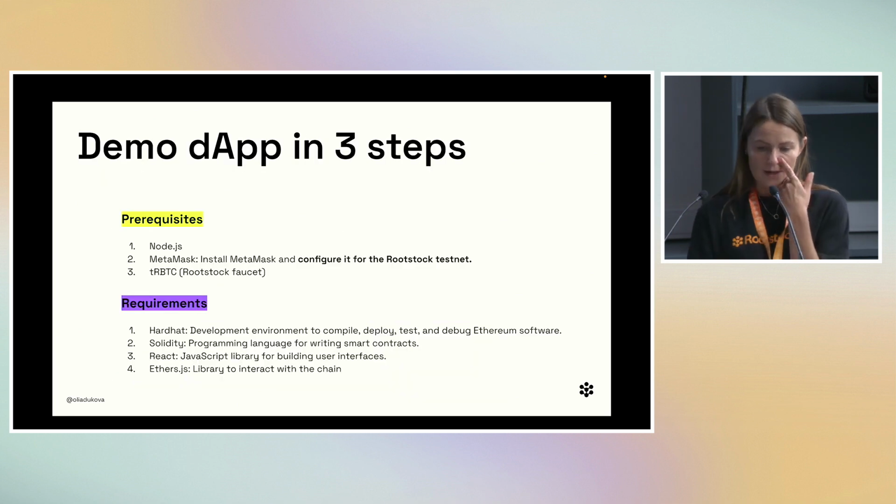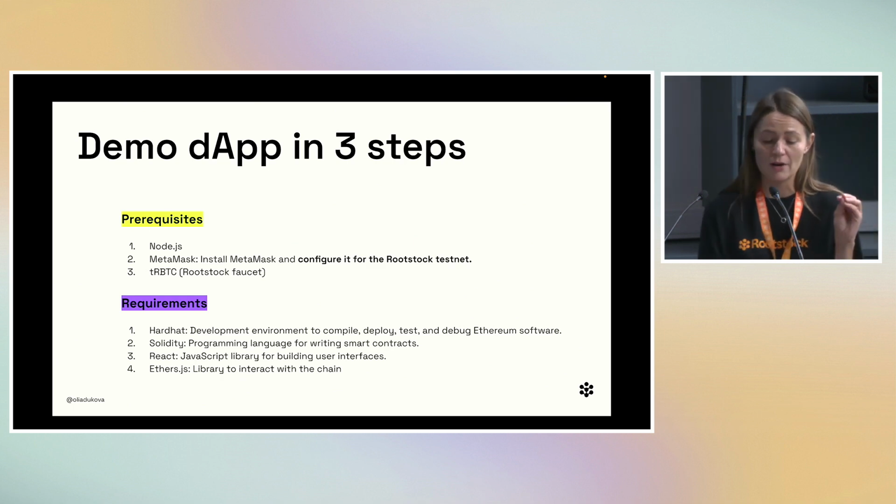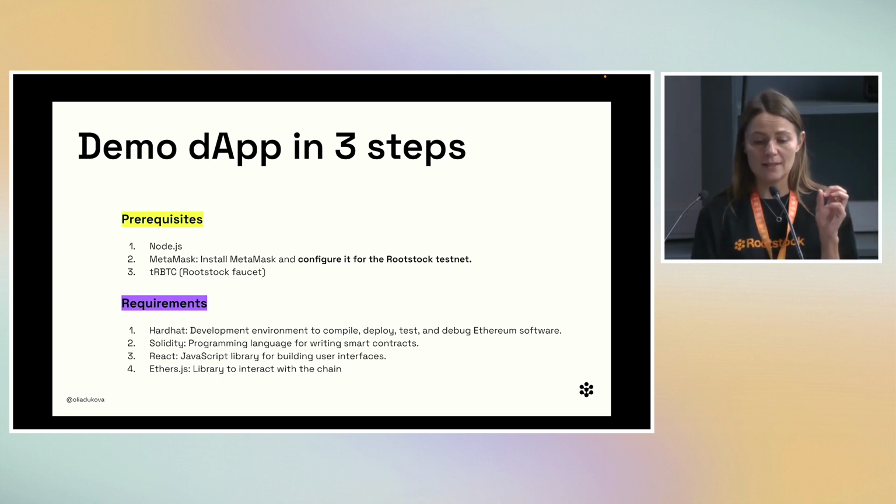I have a little demo here on how to build a dApp on Rootstock in 3 easy steps. It's very bare bones, super basic, but I just wanted to show you quickly how easy it is. It's also very ugly, and I apologize for the slides, they're also ugly. I hope our designer never sees them. Basically, we need Node.js, MetaMask configured for Rootstock, and test RBTC, which you get from the faucet. If you have any problems, please find our team, and we'll give you tRBTC.